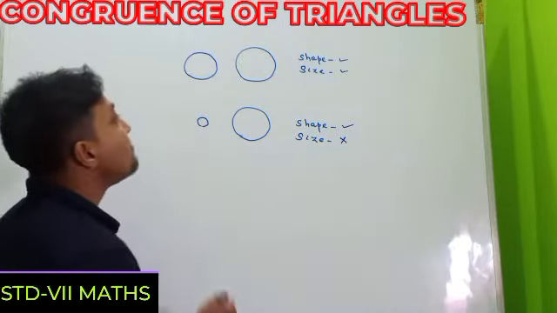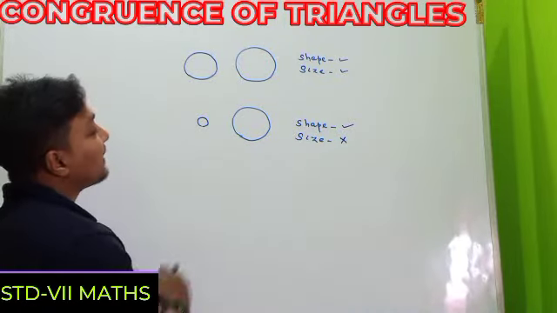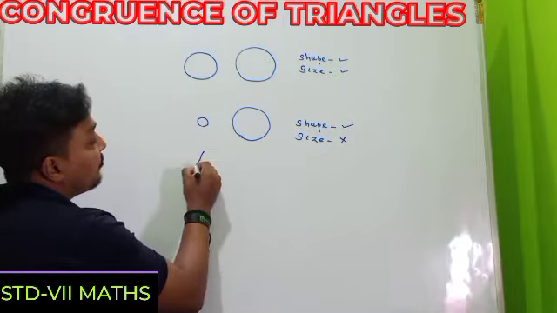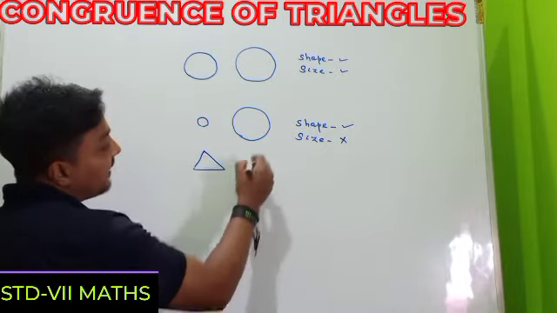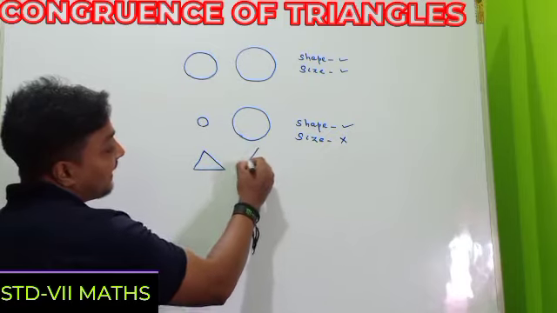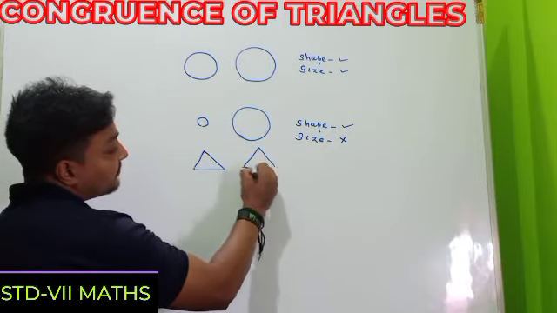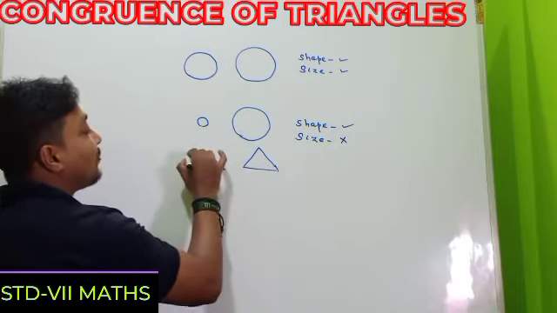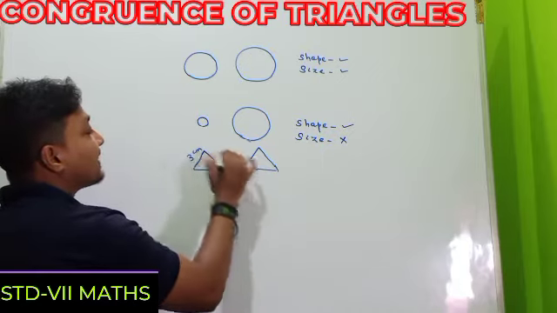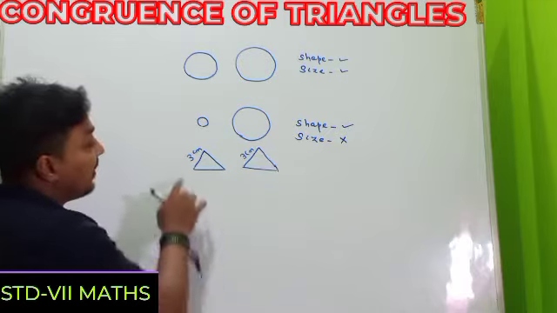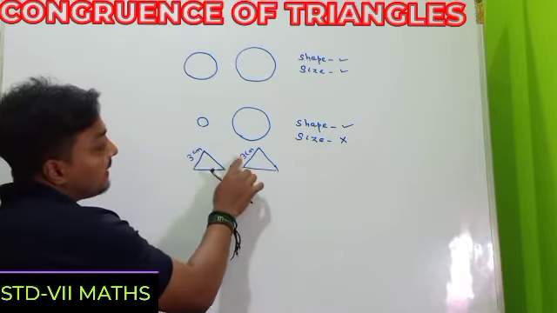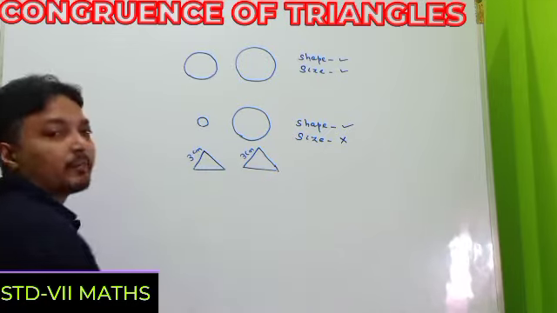Understood perfectly? Here is another figure I am showing. Everyone see. Here I have drawn one equilateral triangle, and here another equilateral triangle. Each has sides of 3 cm: 3 cm, 3 cm, 3 cm.